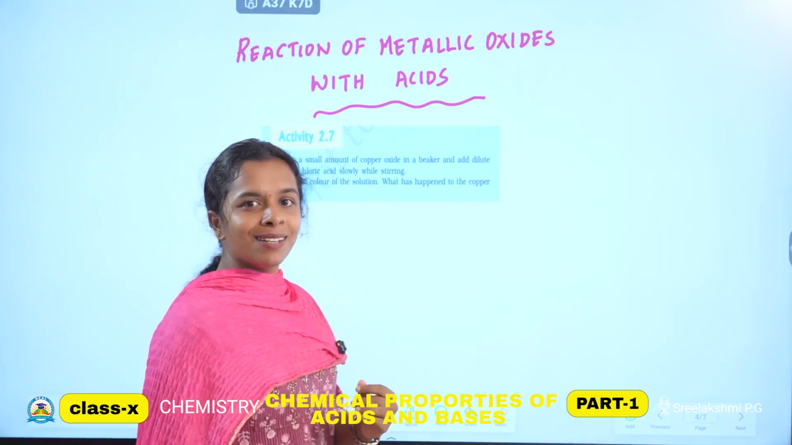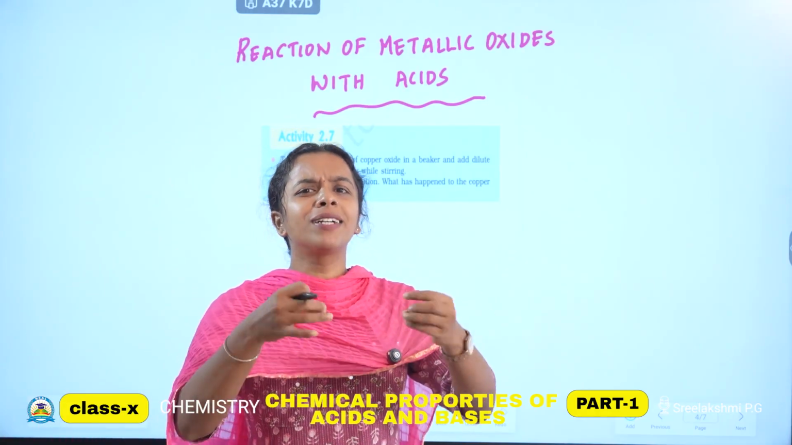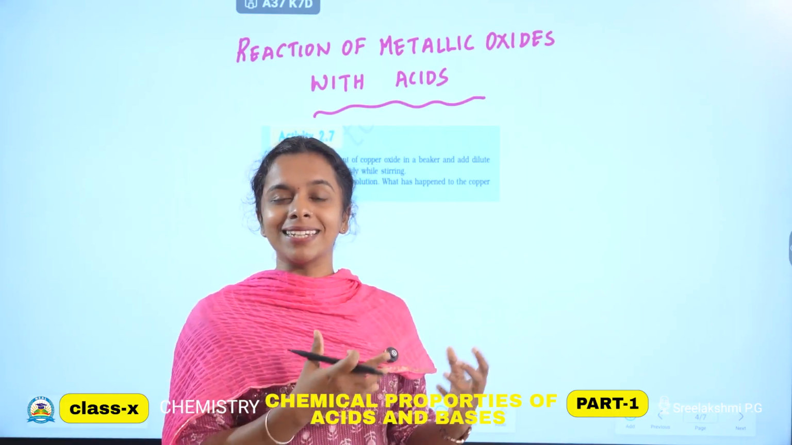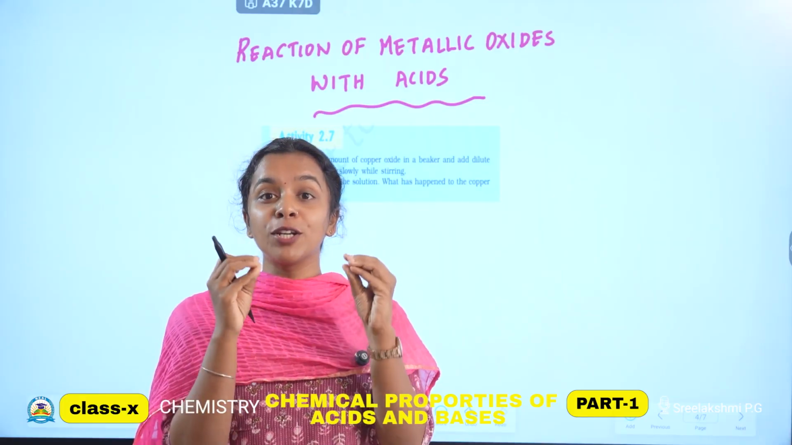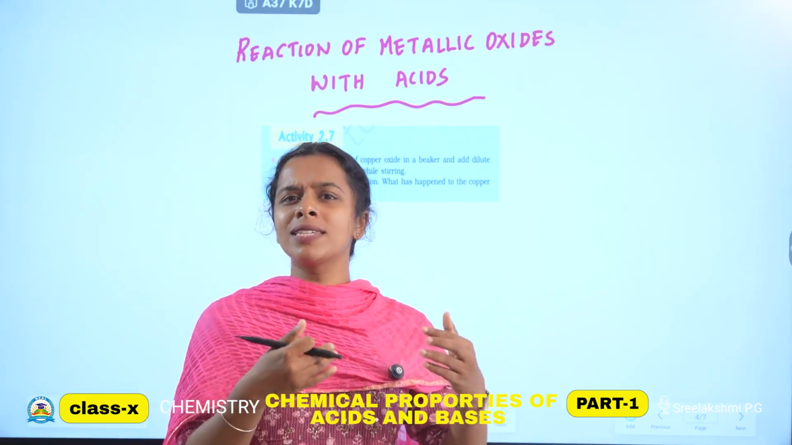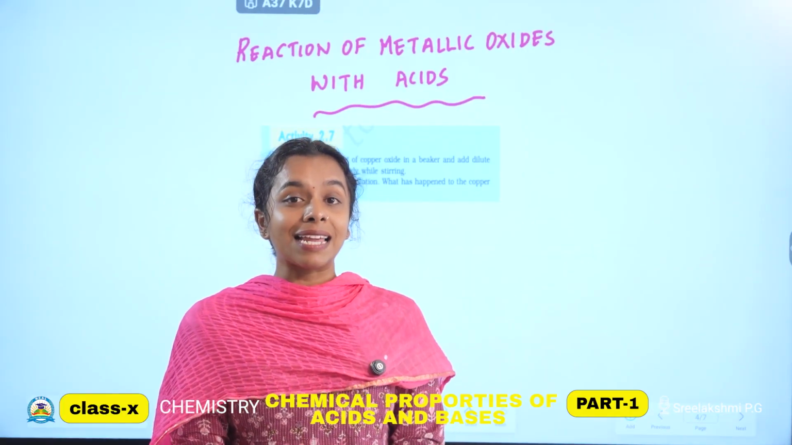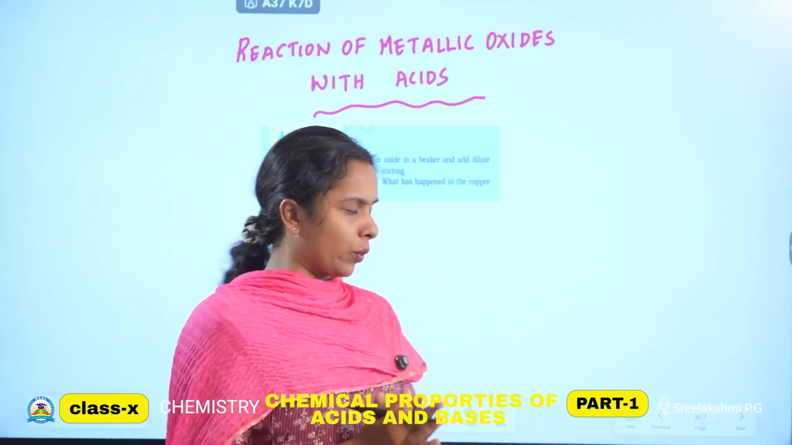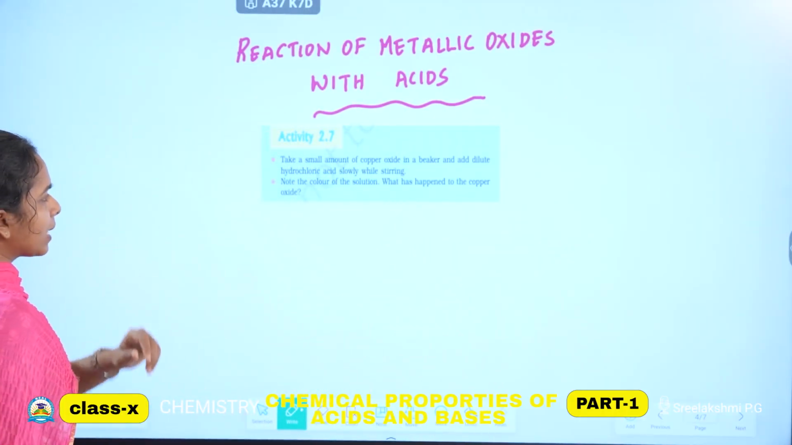What is meant by a metal? Yes, a metal will always lose electrons, just like a base. We have just studied, right? That means a base, according to the Lewis theory, will always lose a pair of electrons, and an acid will always gain a pair of electrons. Okay. Now they have given an activity.